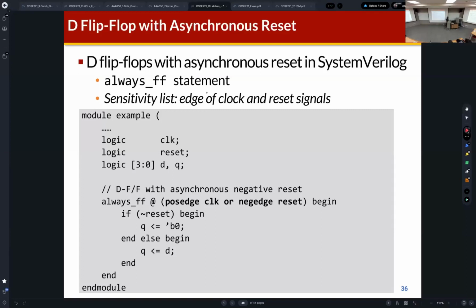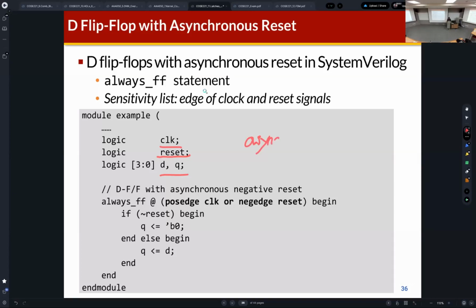This is the example of an asynchronous resettable D flip-flop. You can find the reset signal here, and now this is D and Q. Then observe the clock signal.